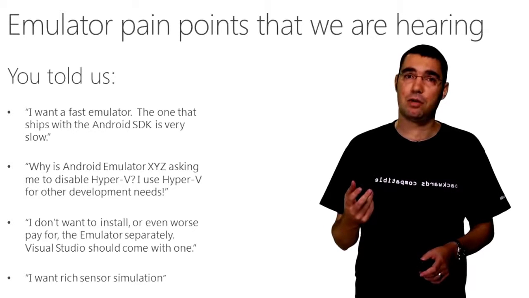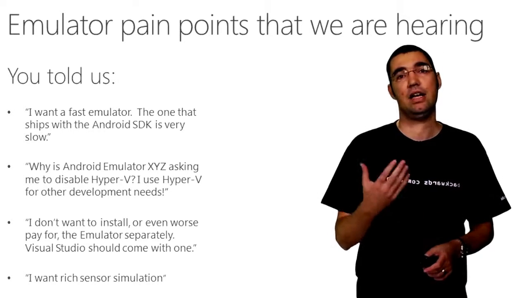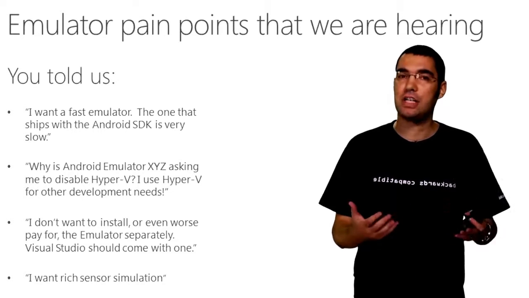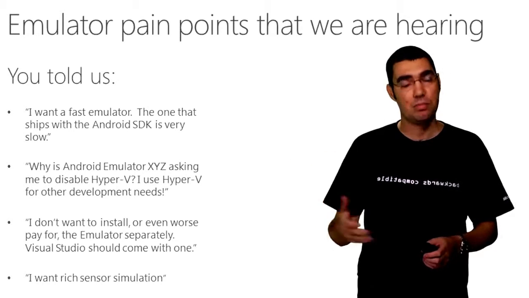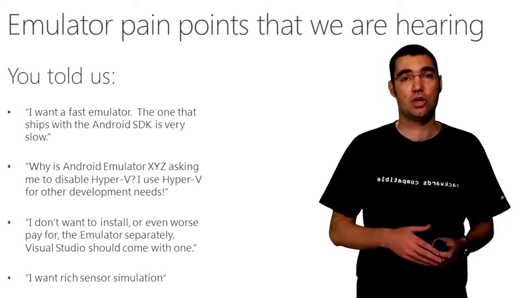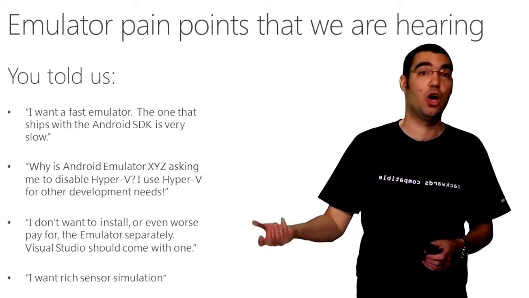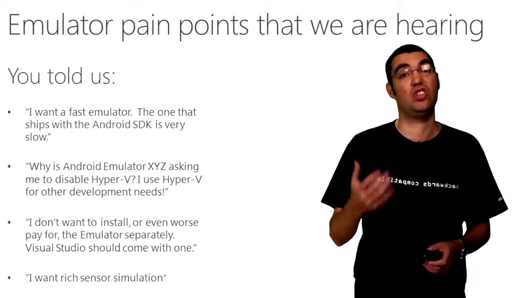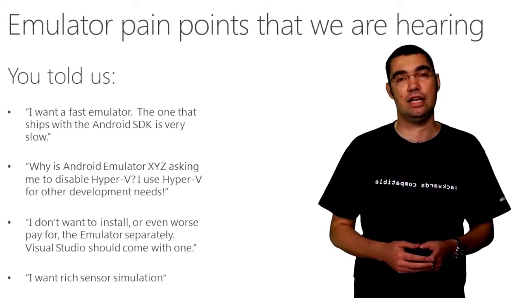The second piece of feedback we hear is that other emulators ask our users to turn off Hyper-V. And developers need Hyper-V for various scenarios, including Windows emulators, but also other development scenarios. Our fast x86 image, we load on Hyper-V, so we're definitely Hyper-V compatible. You do not need to turn off Hyper-V just to use the Android emulator.